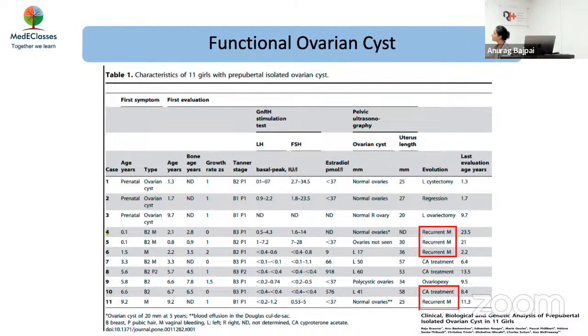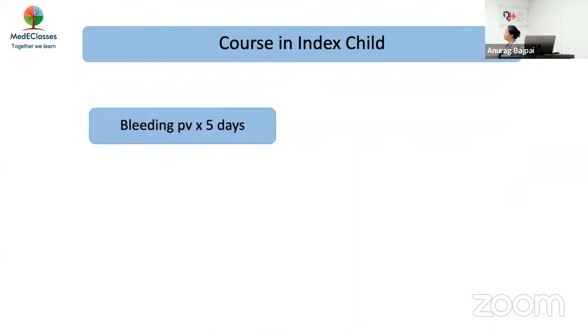In this series of 11 patients, 3 had an onset of ovarian cysts diagnosed even in the prenatal period, and the rest of them had occurrence of ovarian cysts around 2 to 5 years, 2 to 9 years of age. Recurrence was seen in almost 4 of these patients. So about 40%, as we've already seen, out of 11, about 4 had recurrence in later stages of life.